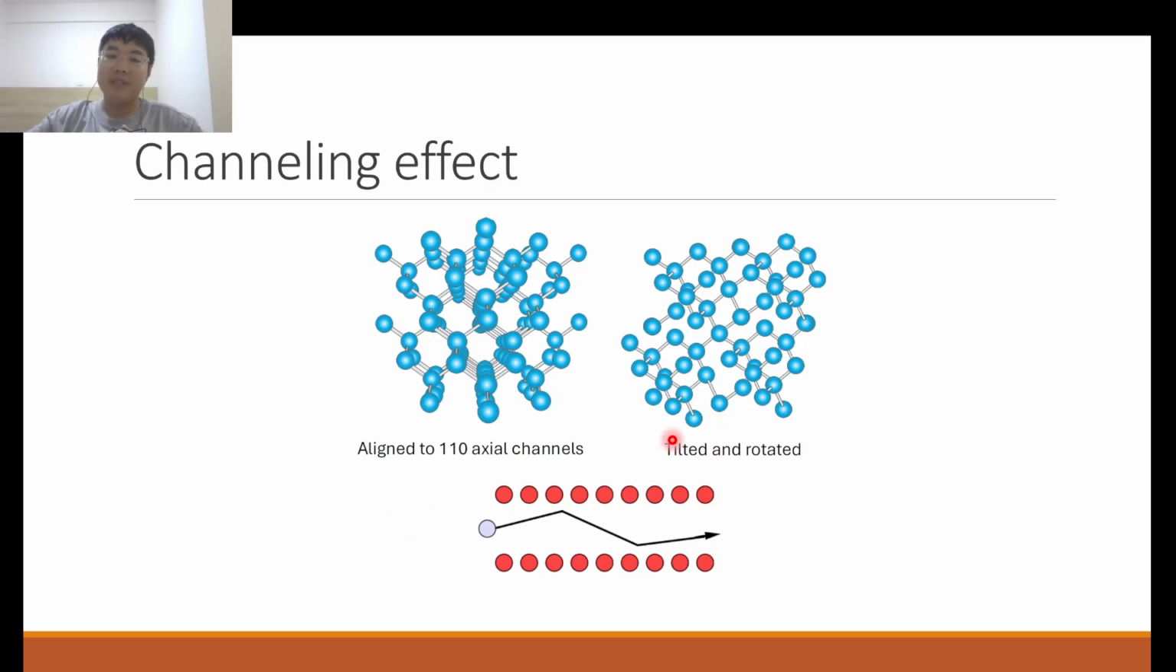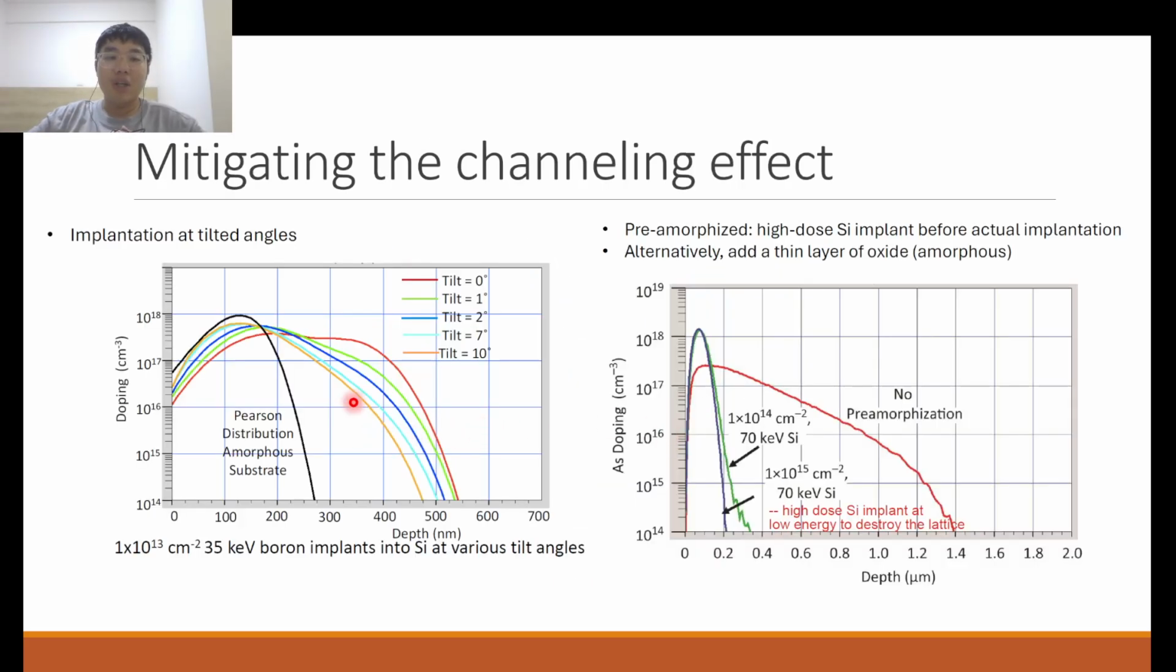The problem is that when your 110 face is exposed to ion implantation exactly along the 110 direction, the channeling effect can be very severe and will cause your dopants to drive very deep into the material. Take a look at the red line here, where your tilt is 0 degrees. That means it's exactly aligned with your 110 direction, compared to your amorphous case, where there are no channels.